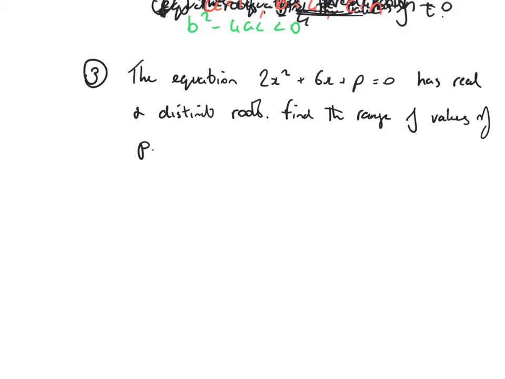Okay, so first thing is we know that the roots are real and distinct, which means b squared minus 4ac is greater than 0.